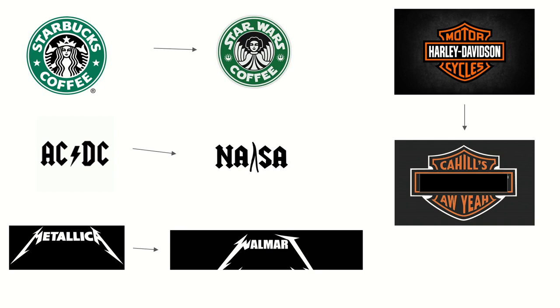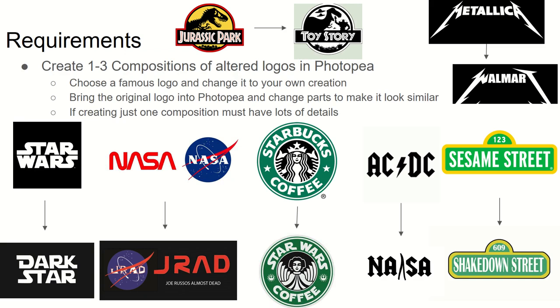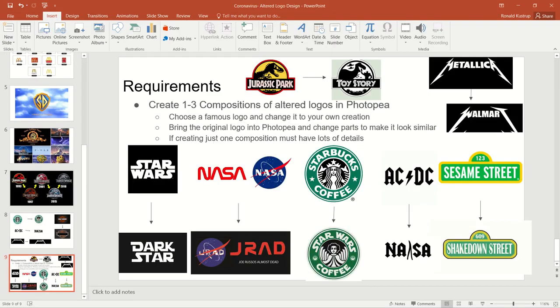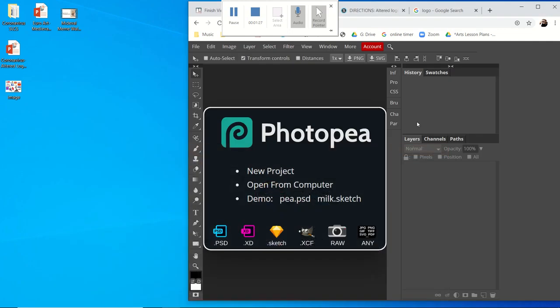Here are other examples of altered logos. Again, a logo that is out there in the world that you change and alter in some way for your own. The requirements are 1 to 3 of these compositions done. Choose a famous logo, bring the original logo into Photopea, and then change parts to make it look however you want. If creating just one composition, it should have a lot of details.